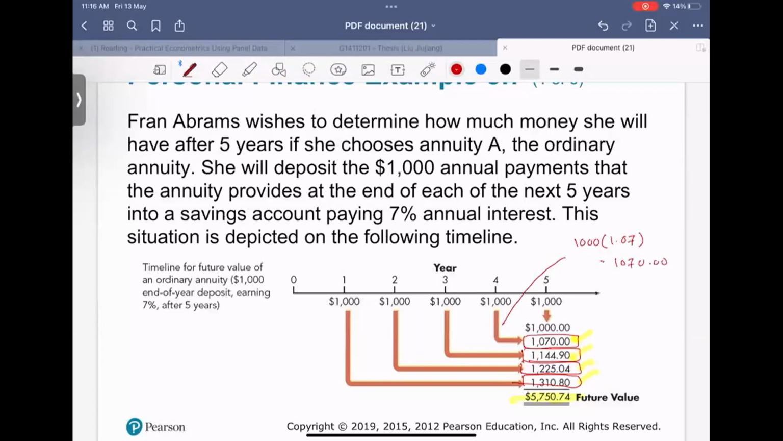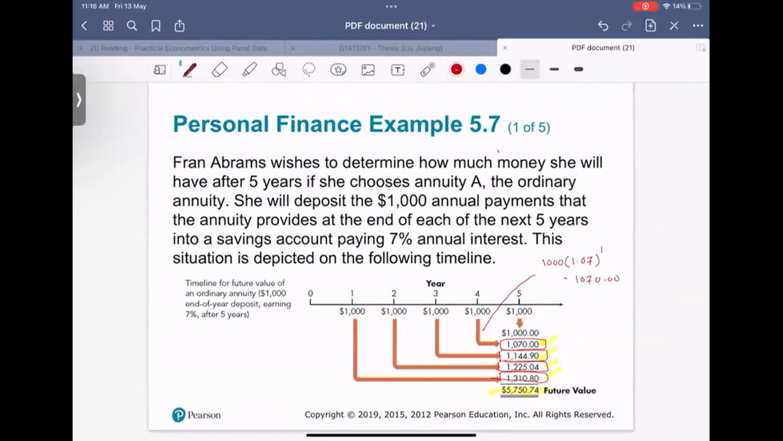So this is actually, what is the power? What formula do you use? You check. Okay, good. How about the second one? The power of one. Okay, you got 1.70, right? How did you get 1144.90?